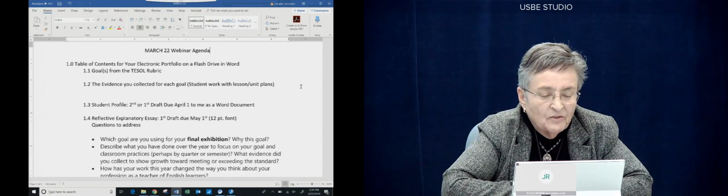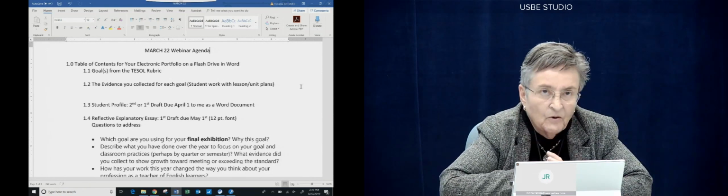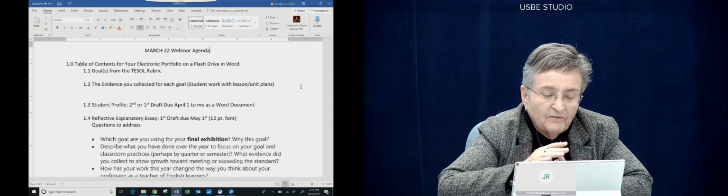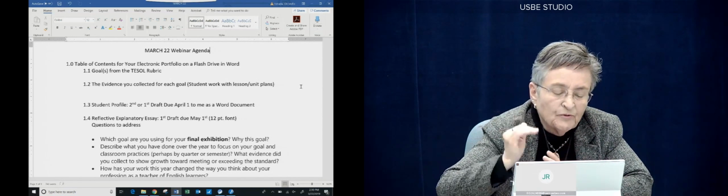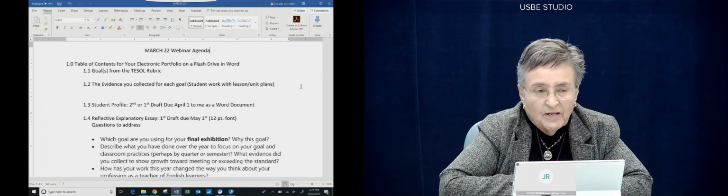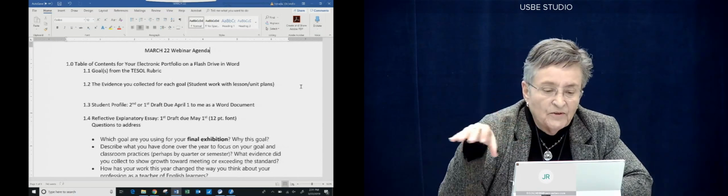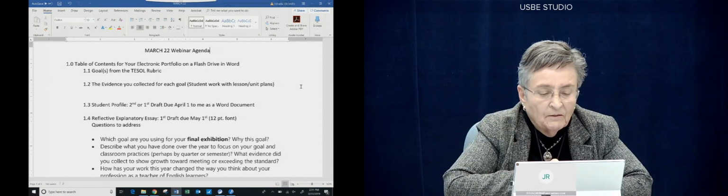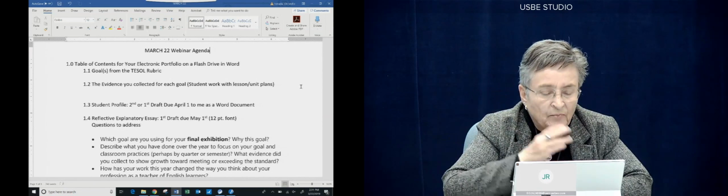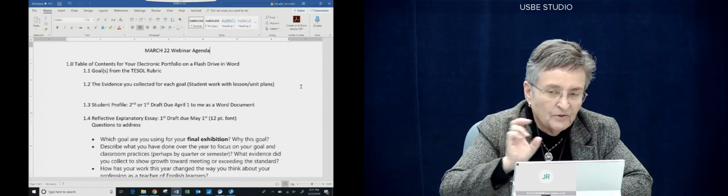So the first part obviously is going to be the goal or your goals from the TESOL rubric. If you have more than one goal, it would be all your goals. We'll talk about the reflective essay that shapes that, but you'd put your goals first. It's based on the rubric, just the way we did it the first day, where it has the performance indicator and the levels and the descriptors. As you remember, mine was about enhancing the capacity of LEAs to support English learners, and I put down exceed the standard. So that was kind of my goal and what I was focusing on.